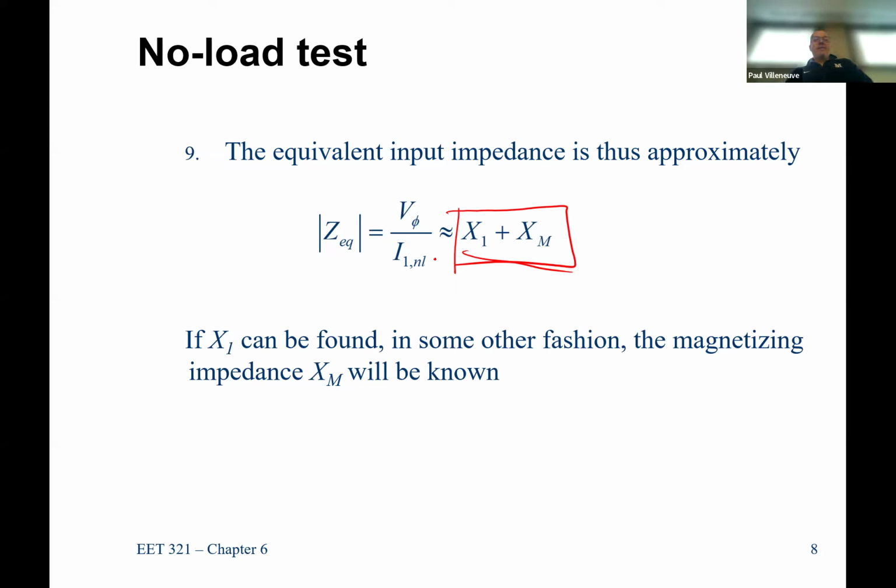All right, so we have that, and we have R1. We don't have R2. So let's see what we have. We have R1. We have X1 plus XM. That's basically it. We need R2 and X2. Is that all we need?